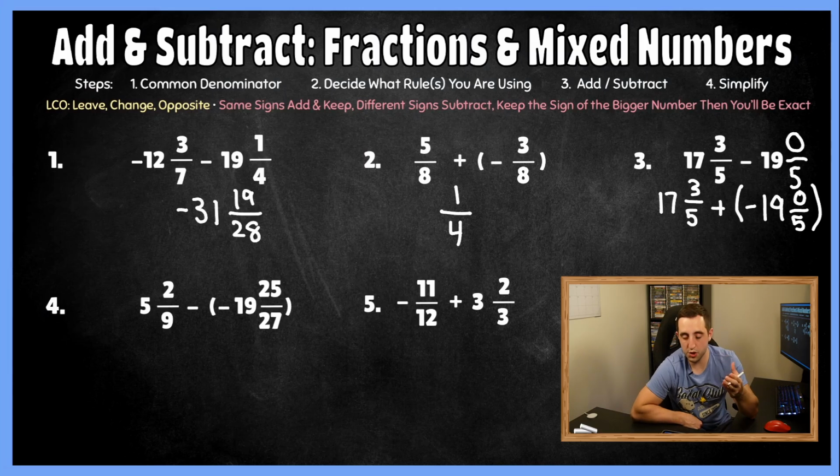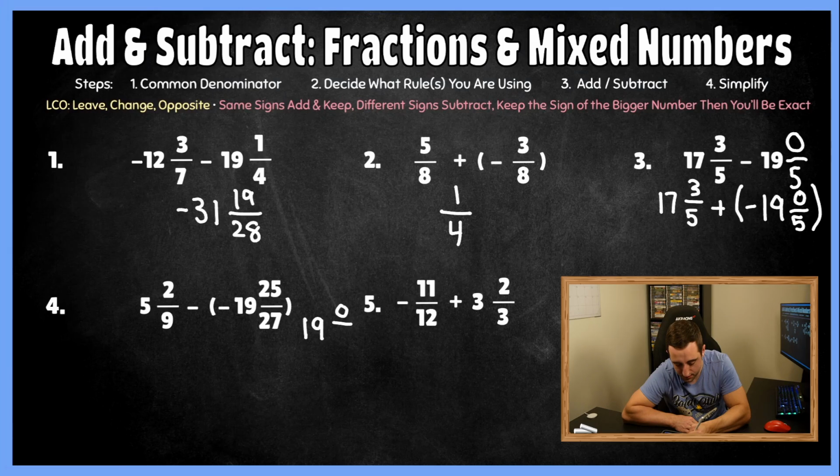Now we're going to utilize our addition rule. Same signs add and keep, different signs subtract. And I don't want to run into my webcam here, so I'm just going to write it on the lower half over here. Let's go ahead and subtract because they're different signs. So we have 19 0/5 minus 17 3/5.